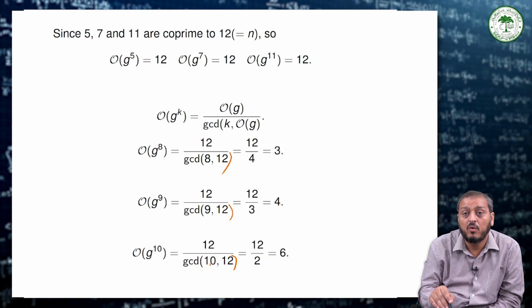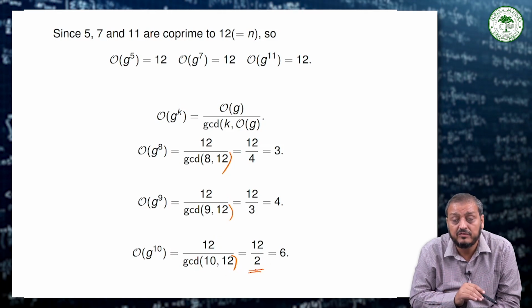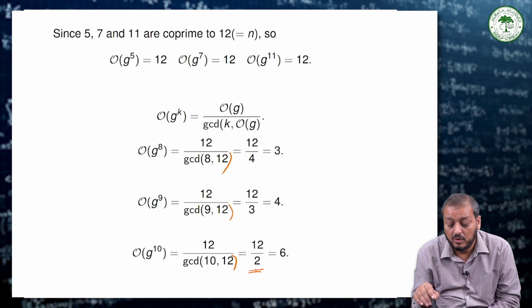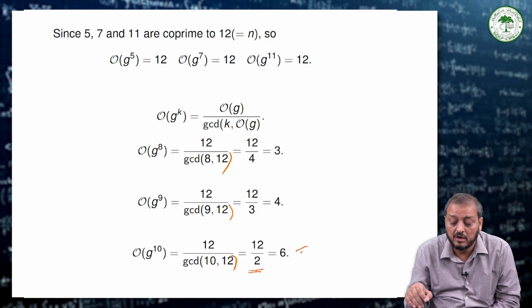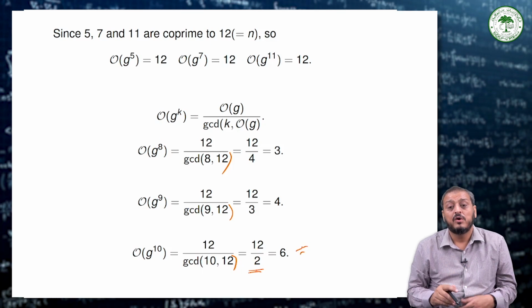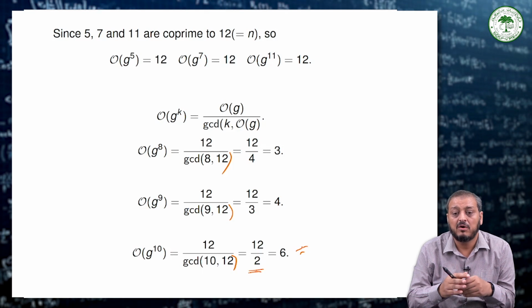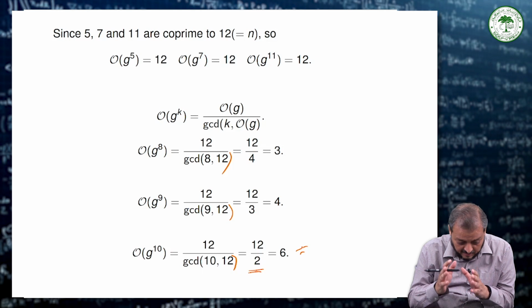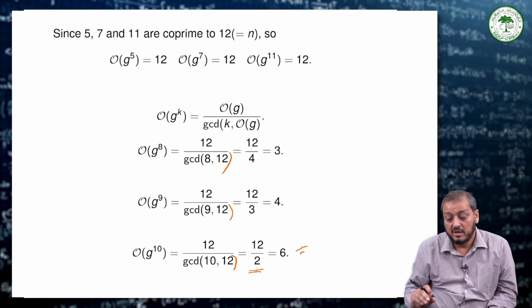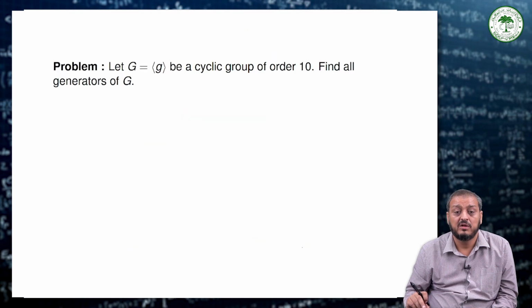So, GCD of 10 and 12 is equal to 2. So, this is order of a, this is equal to 0. So, we have to find the orders of all the powers of the elements. So, we have to just complete it into this form. This problem is completed, we have to this form.